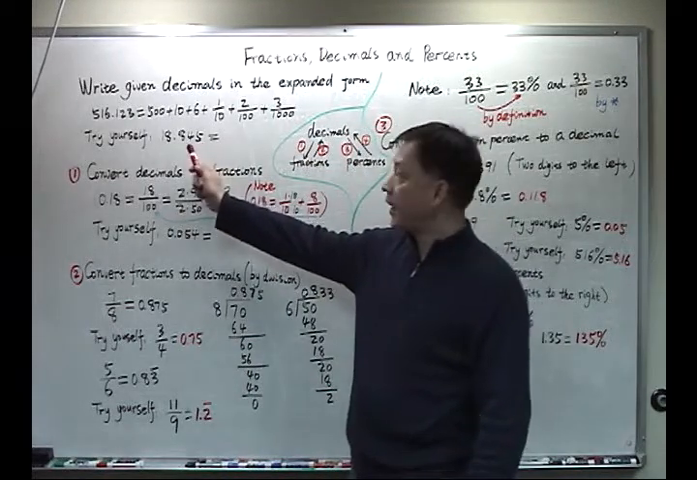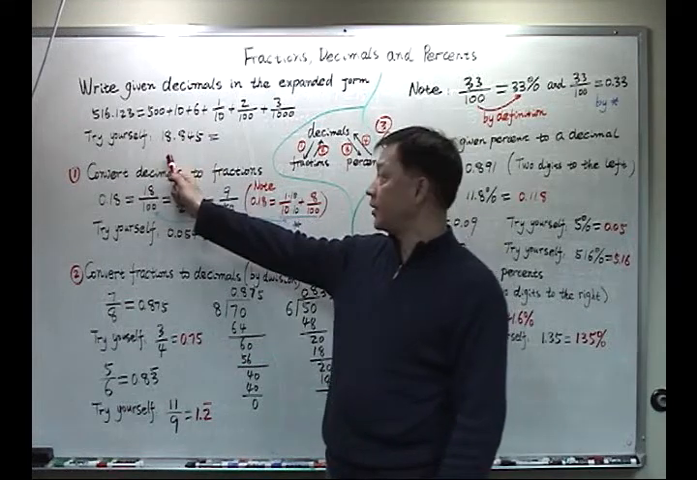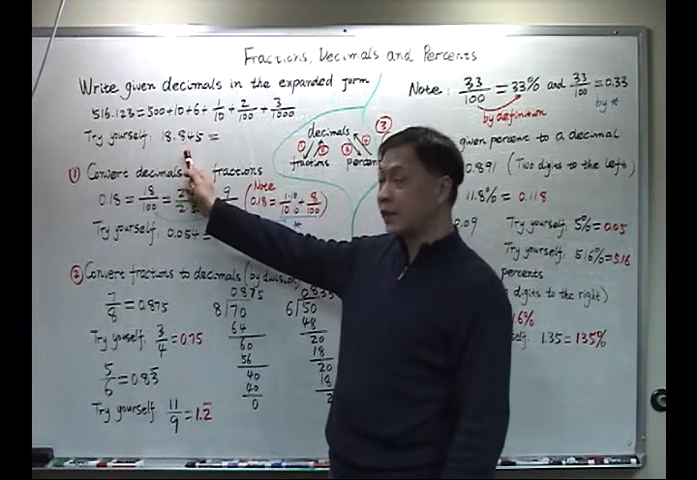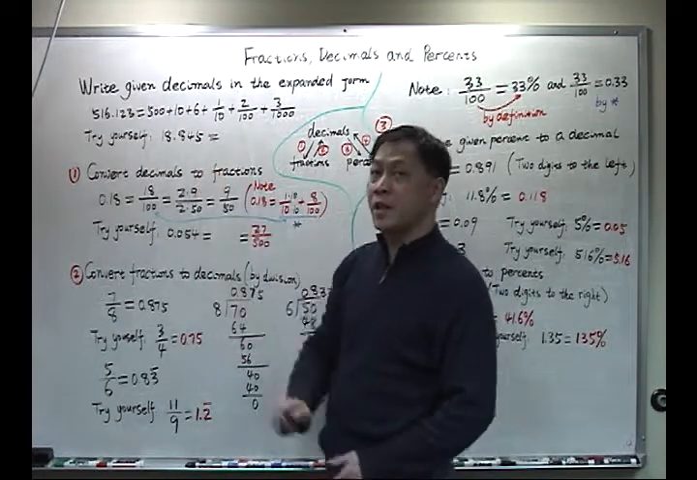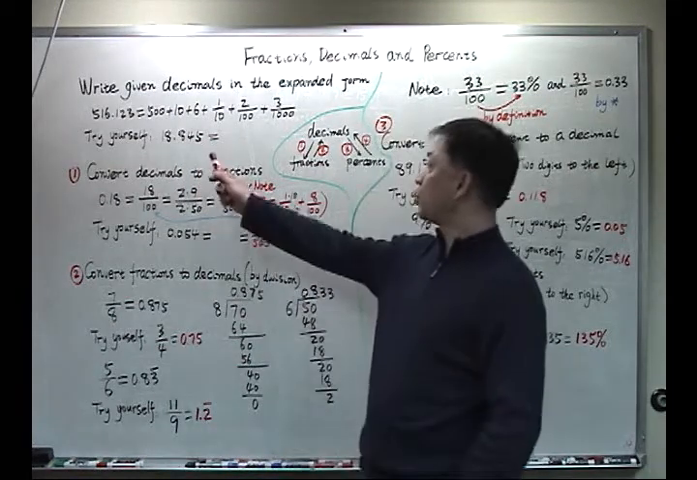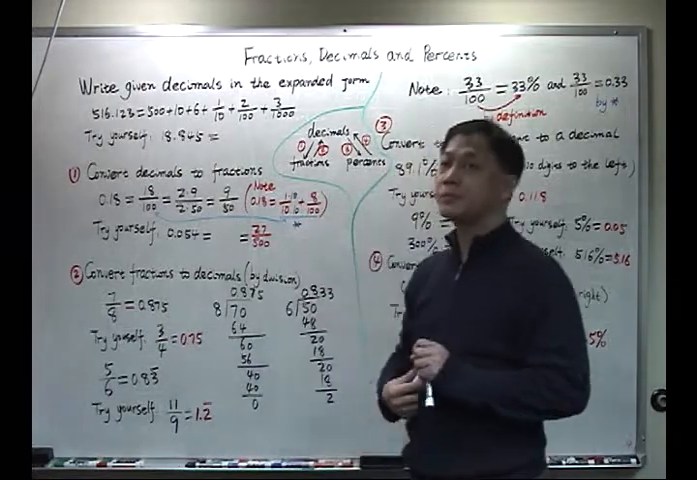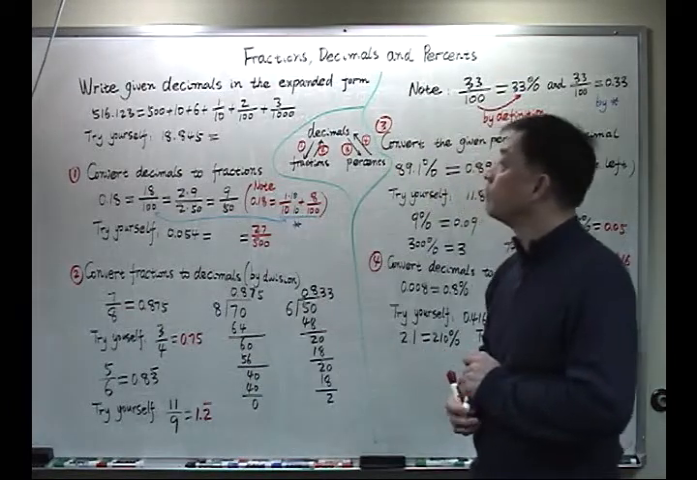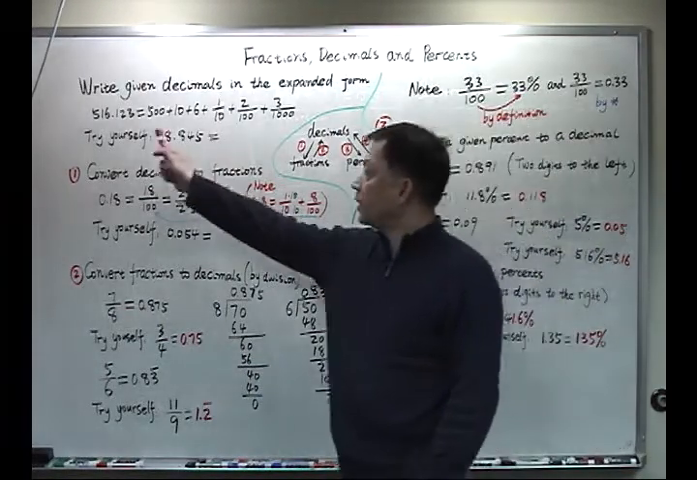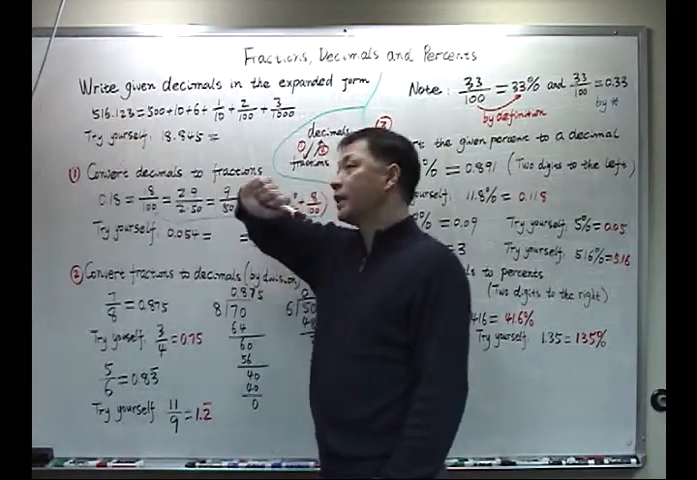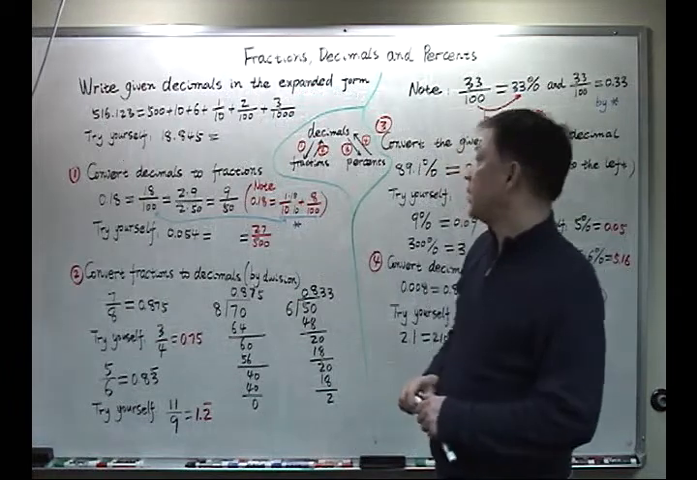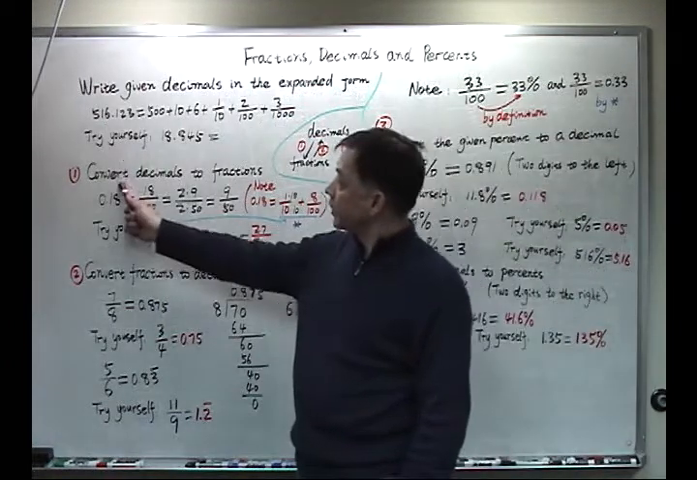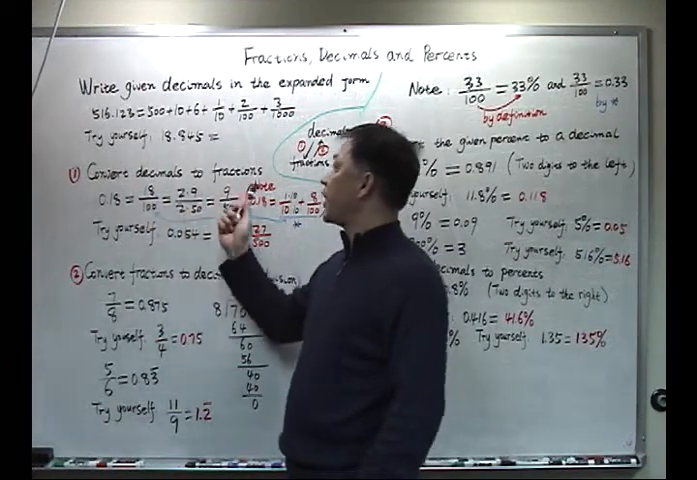18.845. That would be 10 plus 8 plus 8/10, 4/100, 5/1000. Okay? So try this one yourself. Now, we know a decimal number can be written in the expanded form. And then let's convert the decimal numbers to fractions.